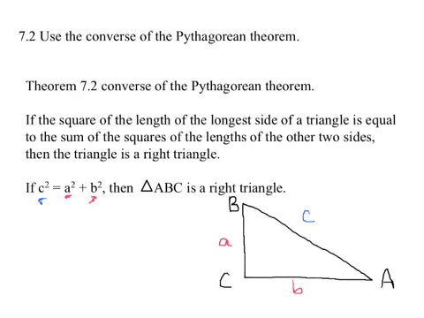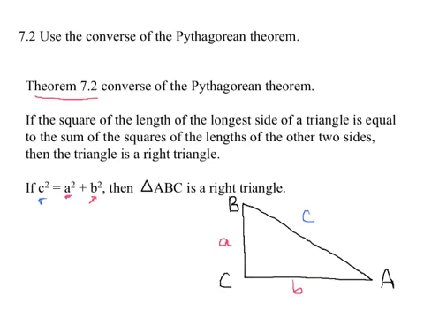7.2, use the converse of the Pythagorean theorem. Remember, converse means backwards. Last section we learned about the Pythagorean theorem. Now we're going to learn how to use it backwards. And we start out with a theorem. Theorem 7.2, the converse of the Pythagorean theorem.